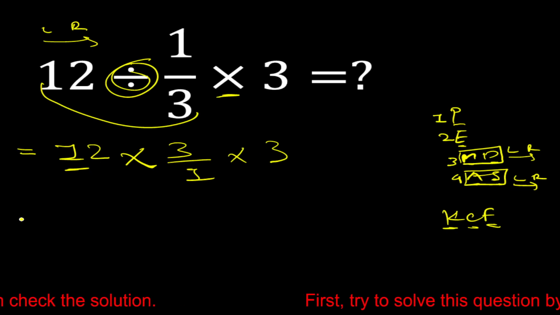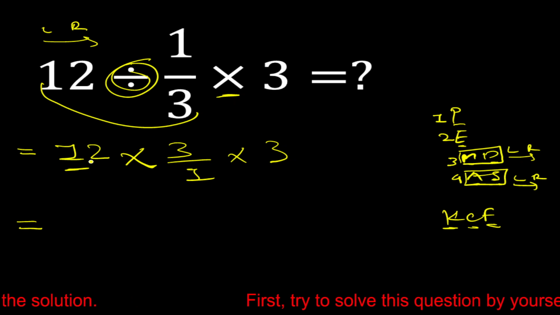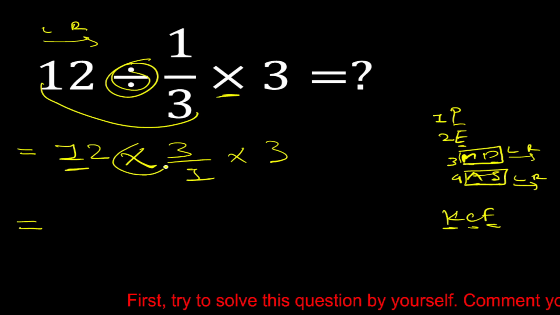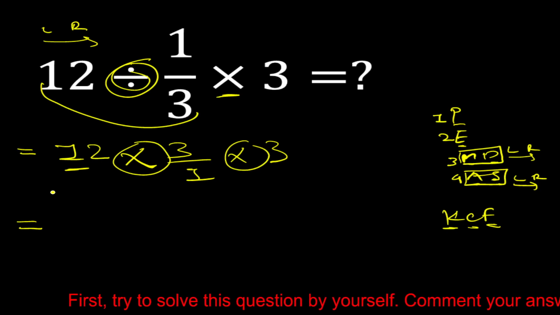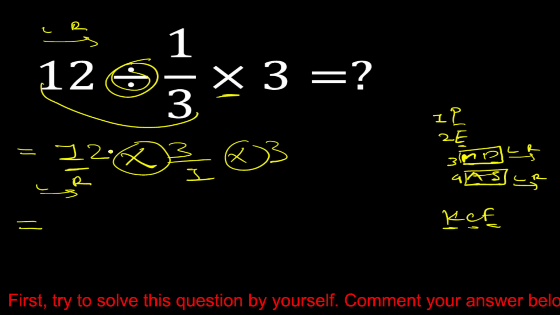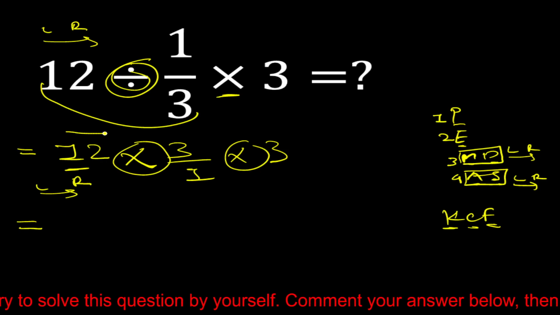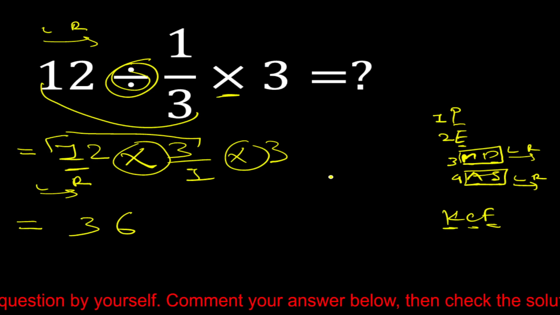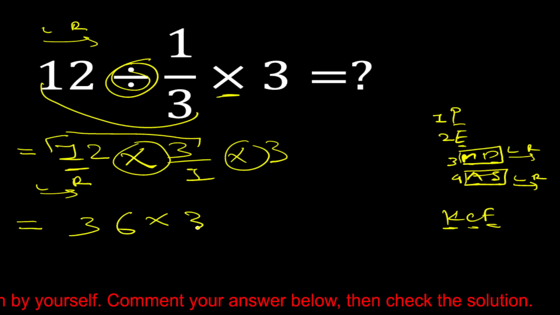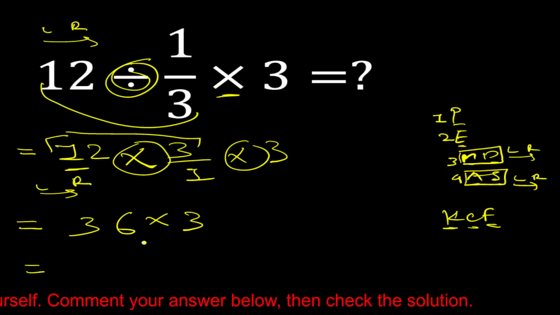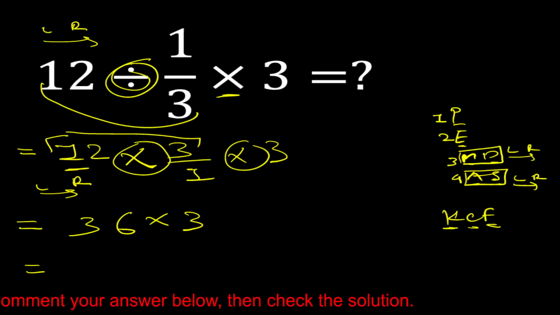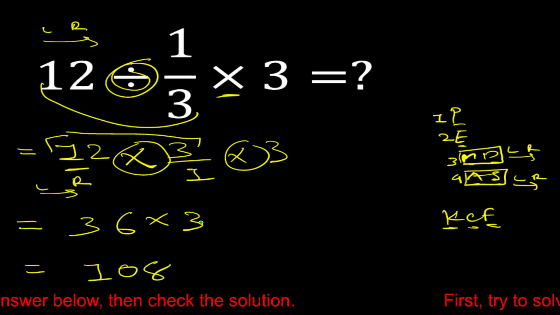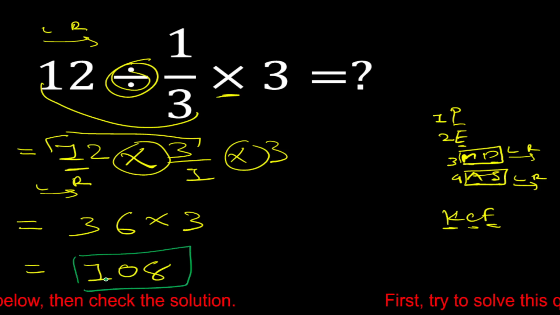Multiply 3. Okay. Now here this multiplication and this multiplication both have equal priority, so we have to solve it from left to right. So first we have to solve this part. Okay, so 12 multiply 3 is equal to 36, multiply 3. So now 36 multiply 3 is equal to 108. Okay, so the correct answer is 108.